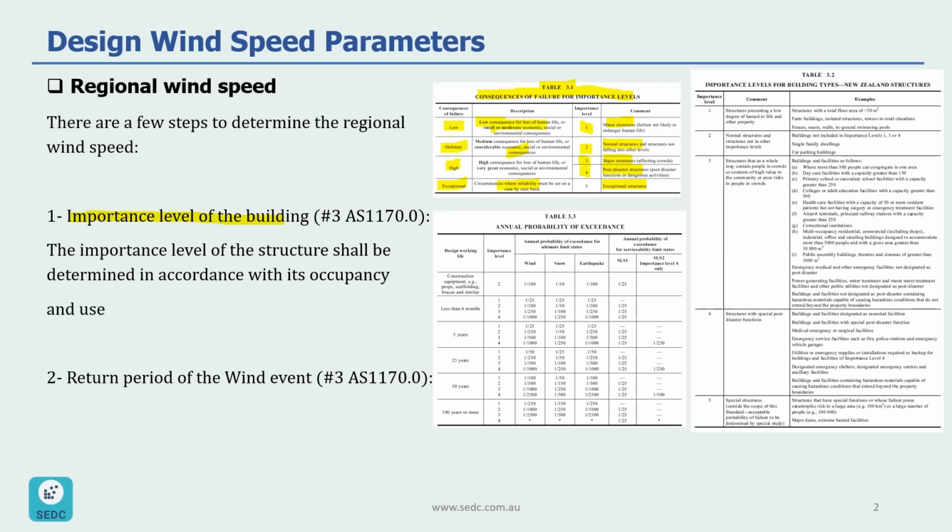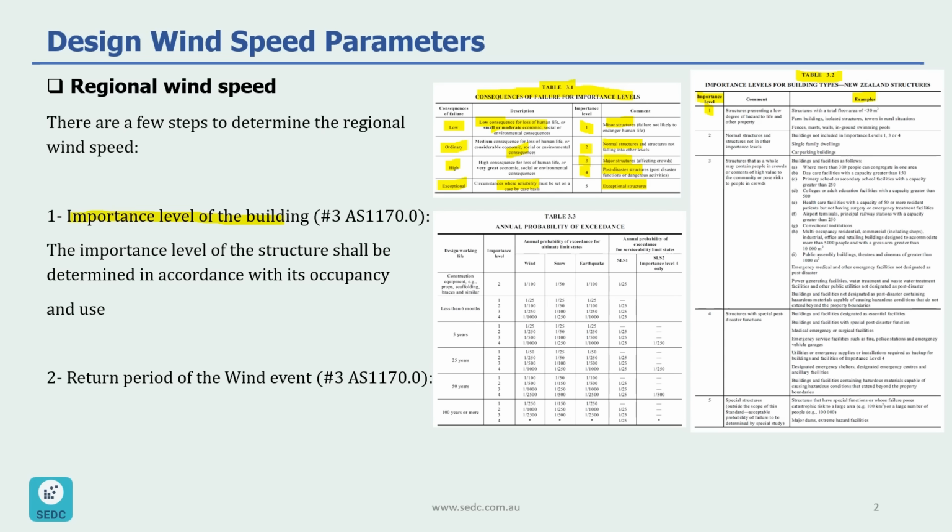Now if we look at table 3.2, in this table, based on different importance levels, there are some examples and descriptions which help you to determine what your importance level is. For example, importance level number 1 is for structures presenting a low degree of hazard to life or other property.